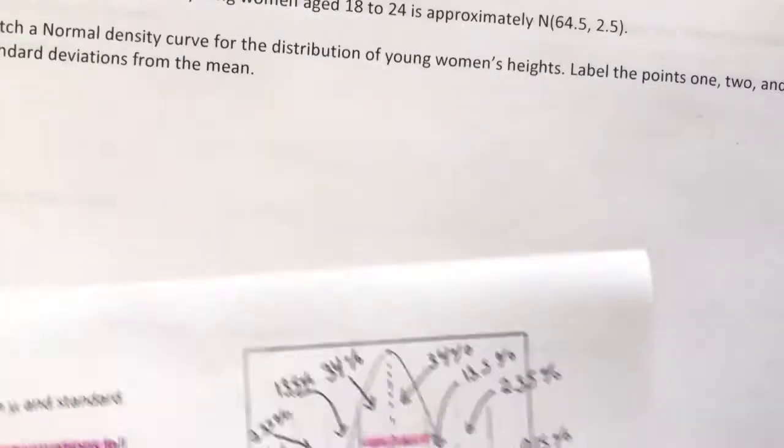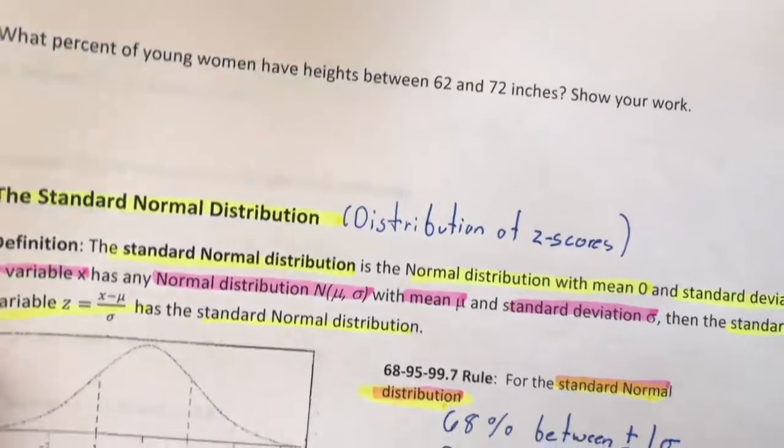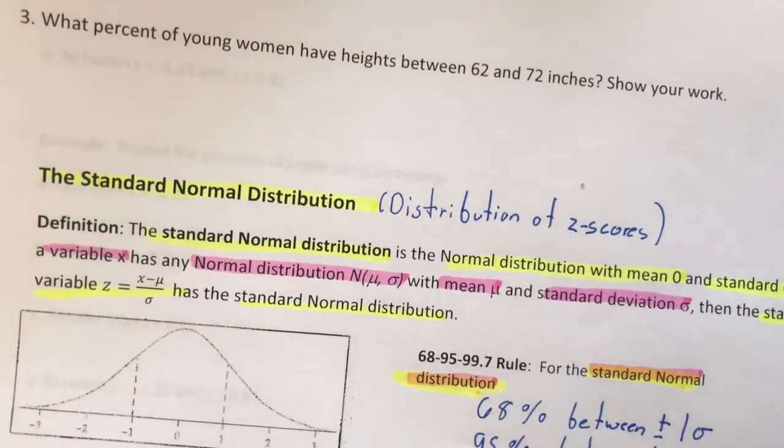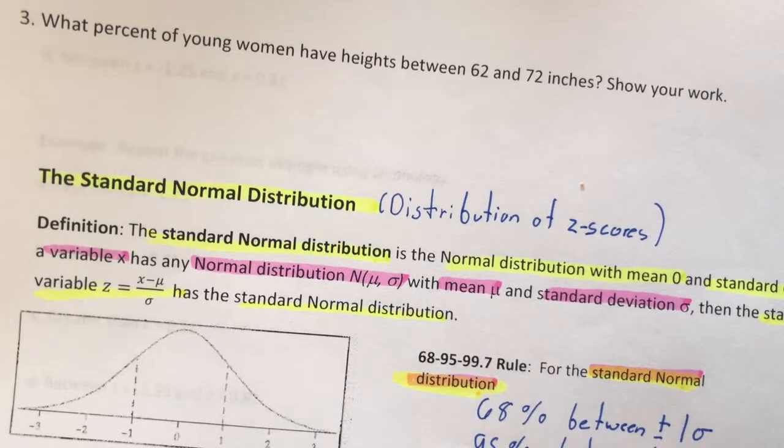Okay, so the check understanding is something we are going to do in class tomorrow. So I'd like you to skip down to the next page, past the check understanding, and we're going to take a look at the standard normal distribution. The standard normal distribution is going to be related to the distribution of our z-scores.